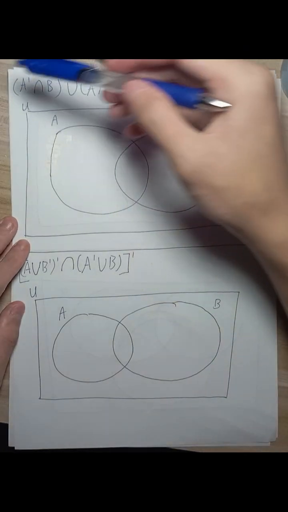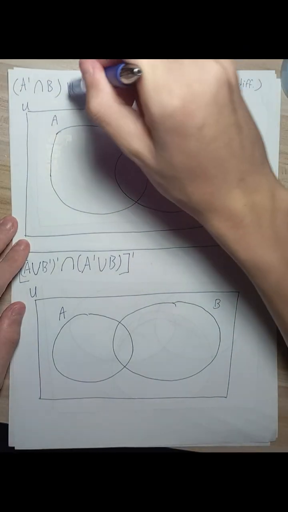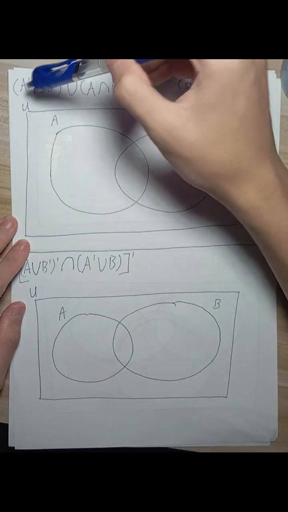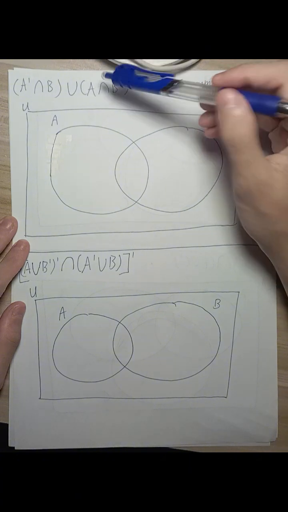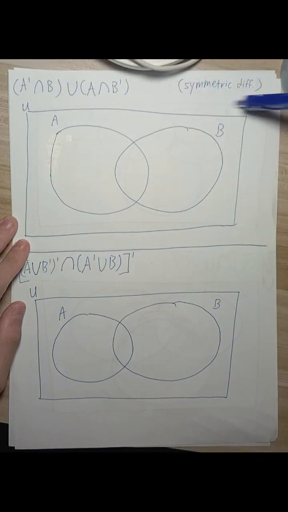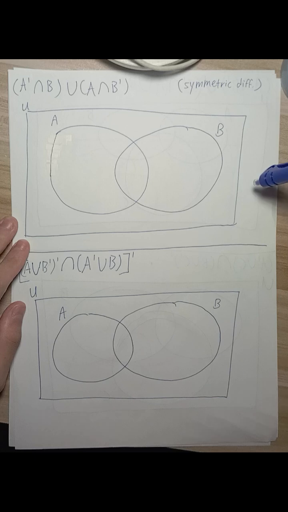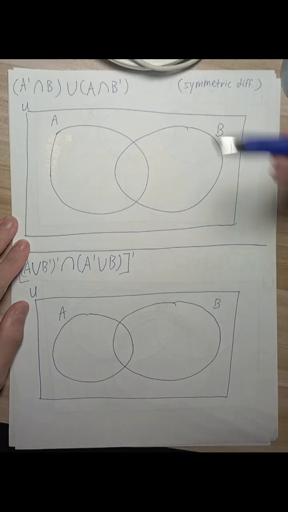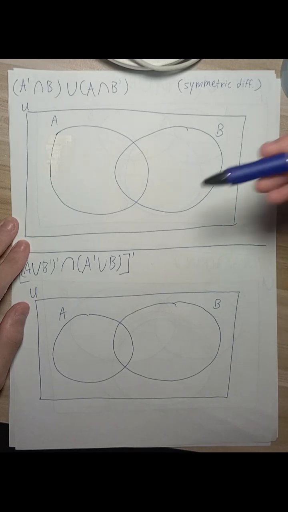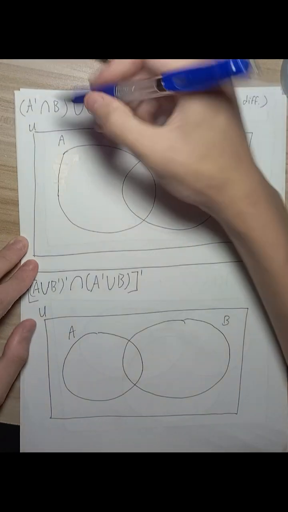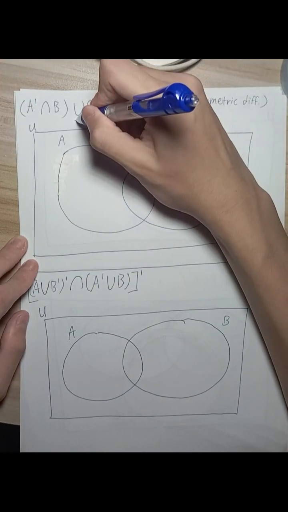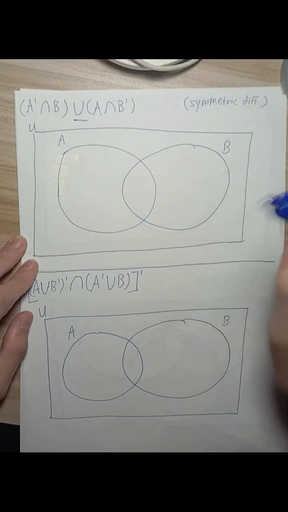Okay, so first challenge, we will have the union between the intersection of A prime and B and the intersection between A and B prime. As you can see here, this is the symmetric difference. So first we have to find the main operator, right? Which is going to decide how we are going to shape the Venn diagram. So the thing in the middle, which is the union, is the main operator.